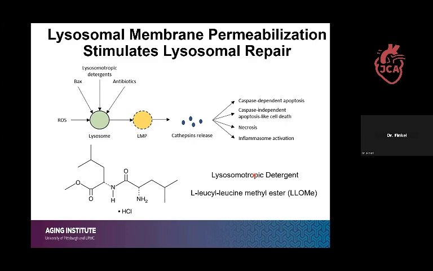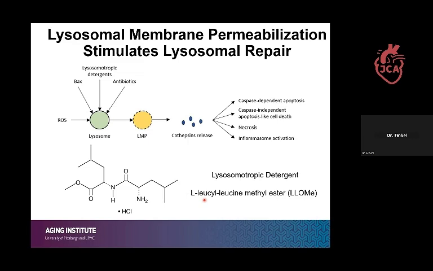And classically, what's done is to use this agent, what we abbreviate as LLOMe, which is basically a small peptide that accumulates in the lysosome. It's cleaved by cathepsins, which then allows it to polymerize, and that polymerization pokes holes in the lysosomal membrane and induces this repair process.